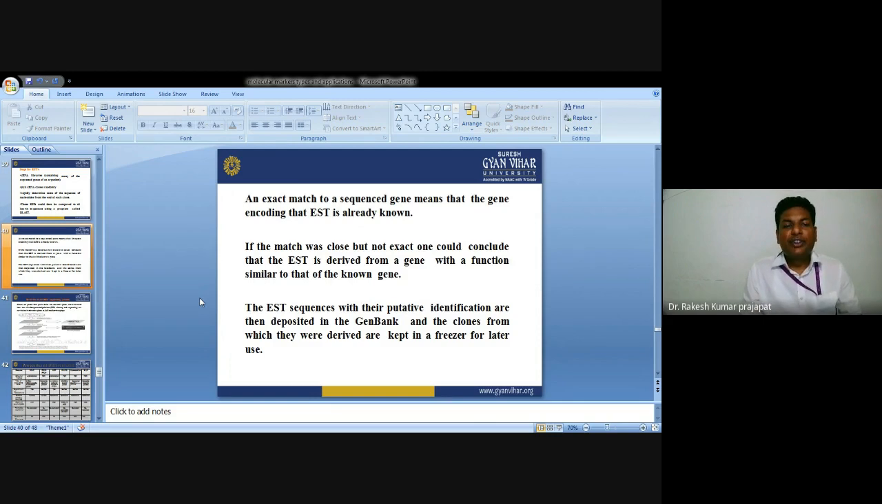An exact match to a sequence in a gene bank means that the gene encoding the EST is already known. If the match is close but not exact, we could conclude that the EST is derived from a gene with a function similar to that gene. Then the EST sequence is identified through a repetitive approach in a gene bank, and clones from the various derived parts are kept in the freezer for later use.